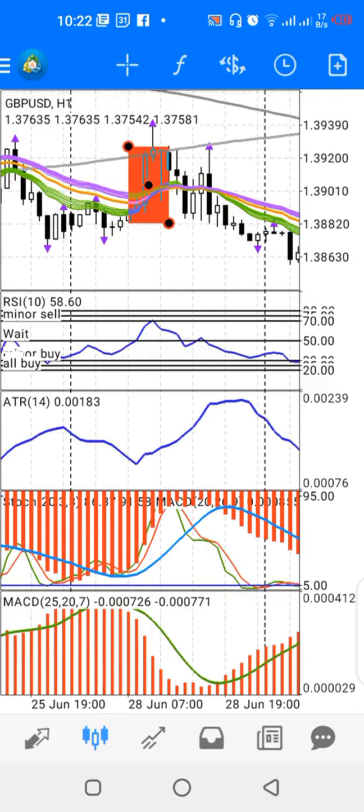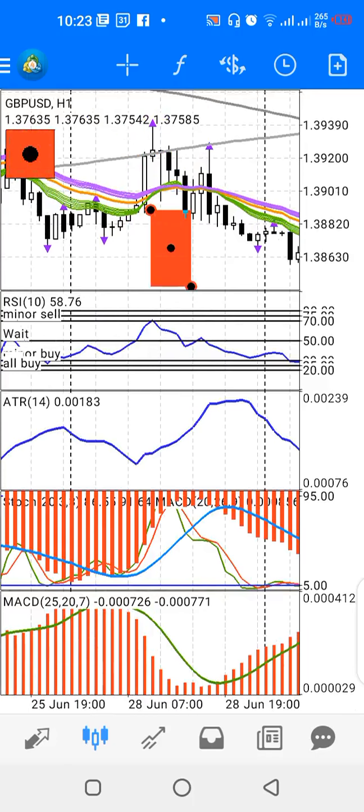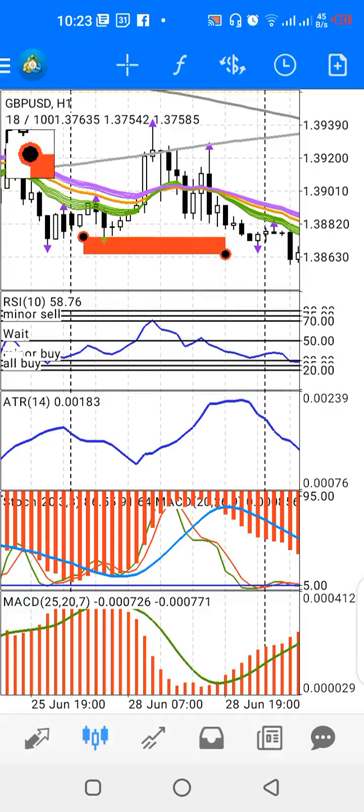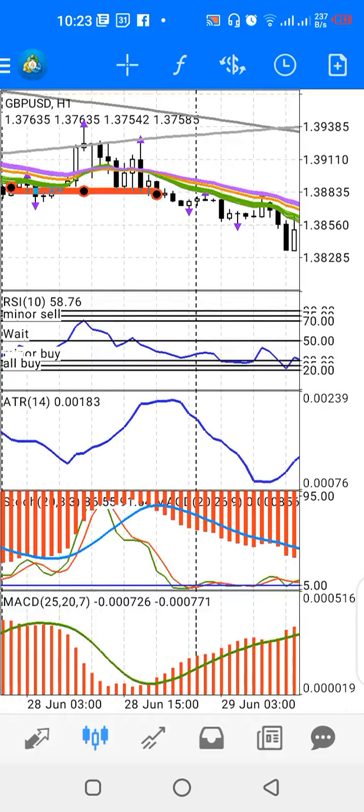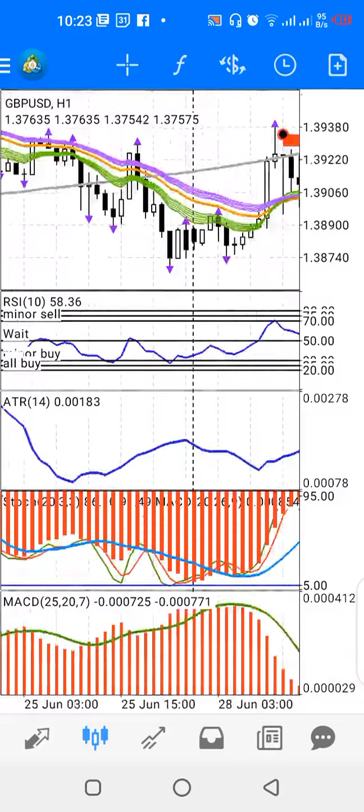If price spikes above the band, the stop loss will be below the low of that particular candle that spiked above the band. Same thing for a bearish trend: if price drops below the band, the stop loss will be above the high of the bearish candle. So that's that for the main chart.